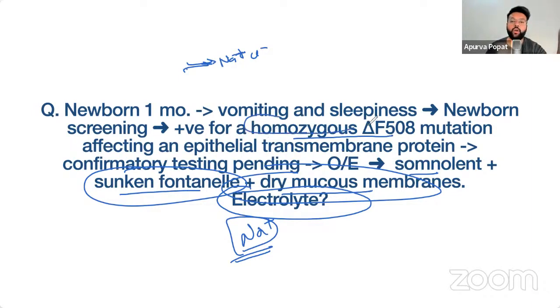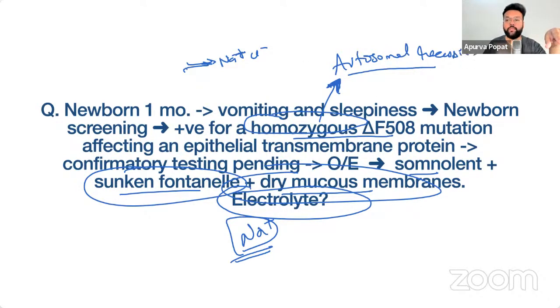Why does this question have homozygous written in it? Why is it not heterozygous? Why does a cystic fibrosis mutation have to be homozygous? Why not heterozygous? What's the mode of inheritance, guys? Cystic fibrosis, come on. Mode of inheritance? Autosomal recessive. If it's autosomal recessive, do you need both the chromosomes or both the genes to be knocked off, or only one gene to be knocked off?